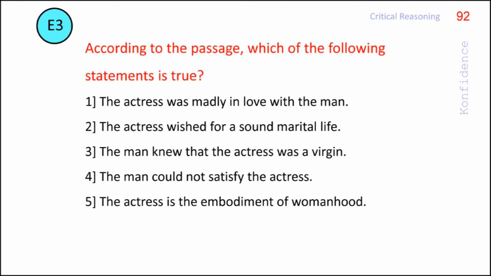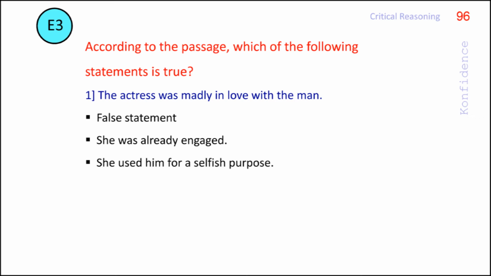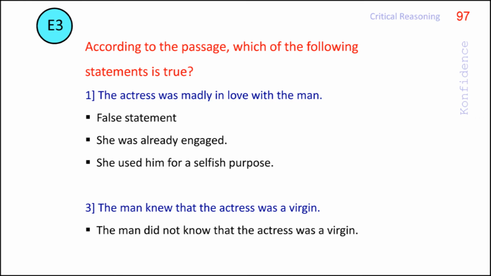Look at the answer options shown in the slide. Statement 1 says that the actress was in love with a man. This is false. She was already engaged and she used him for a selfish purpose. The man did not know that the actress was a virgin. This is why he was surprised when he found out that he was the first man in her life. So statement 3 is also false.